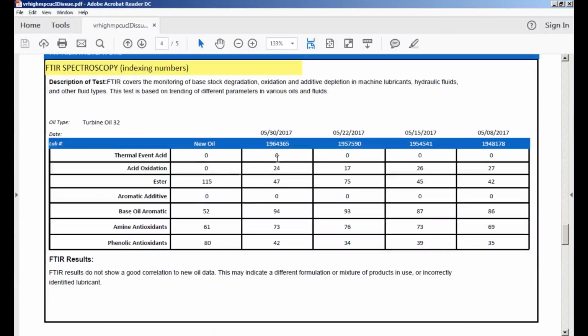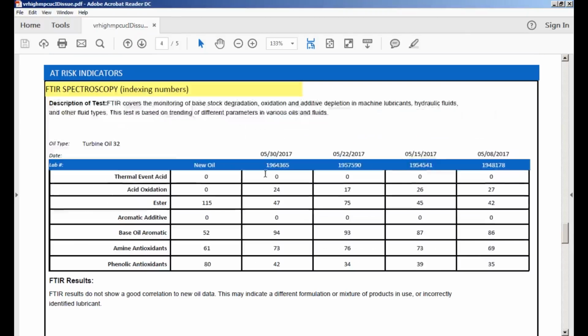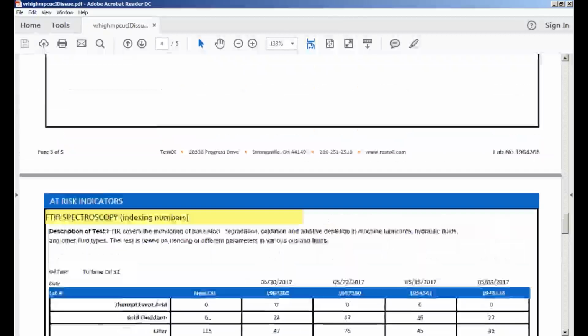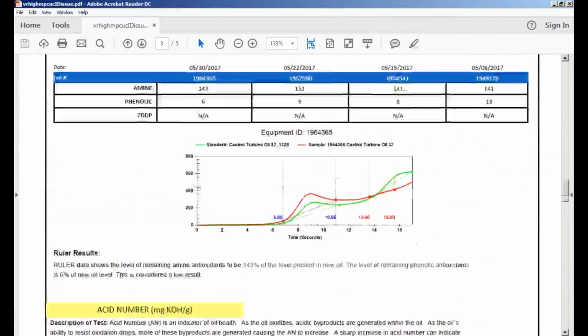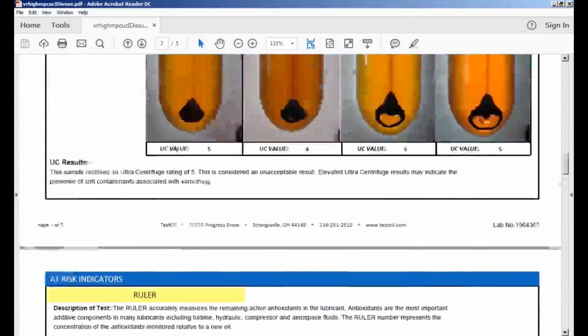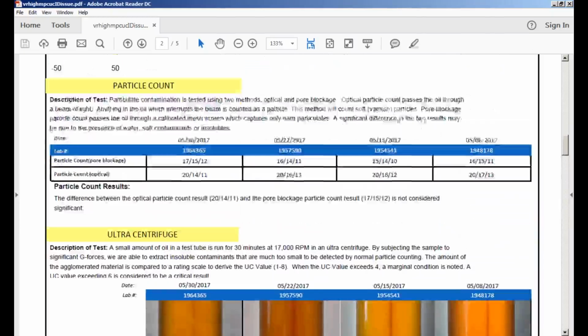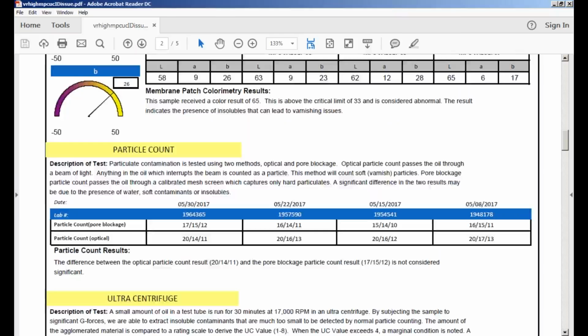IR, again, when we look at these, it's not a real good match to our new oil. So again, when I look at this, I'm like, we definitely have some type of oil identification issue here. It doesn't match well with the IR. It doesn't match well with the RULER. So that might just be a little bit of research we need to do. Did we tell the lab the correct oil that's in use here?